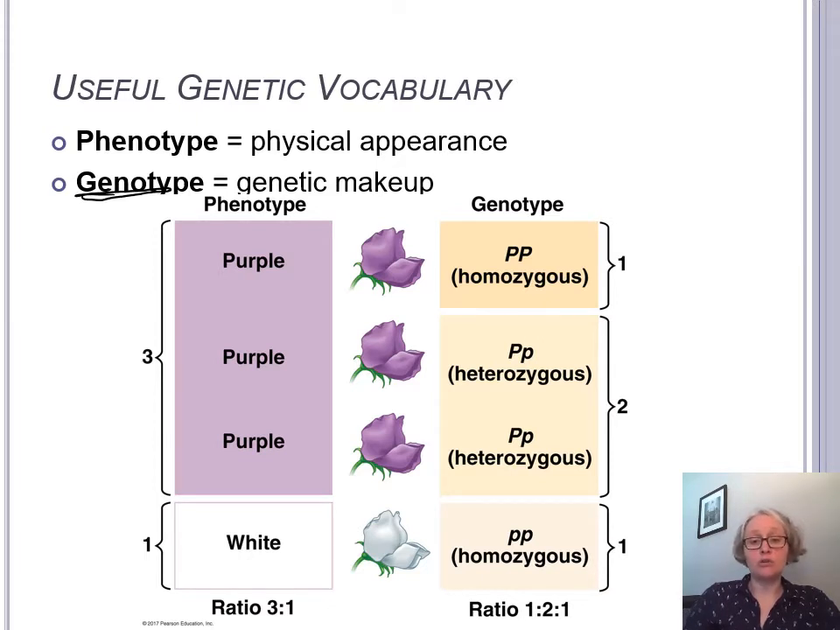If we look at our original cross, we actually had 1 homozygous dominant purple plant, 2 heterozygous purple plants, and 1 homozygous recessive white plant. This ratio of 1 to 2 to 1 is a genotypic ratio, where we're talking about the genotypes of the plants. By convention, we always talk about the homozygous dominant first, then the heterozygotes, then the homozygous recessive. And in this case, we see a 1 to 2 to 1 genotypic ratio.